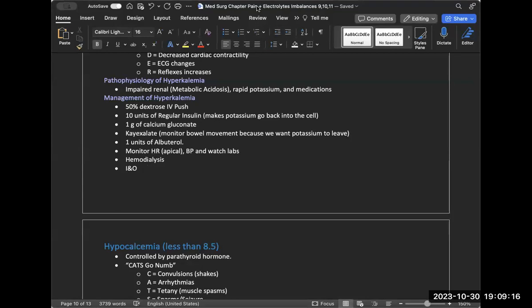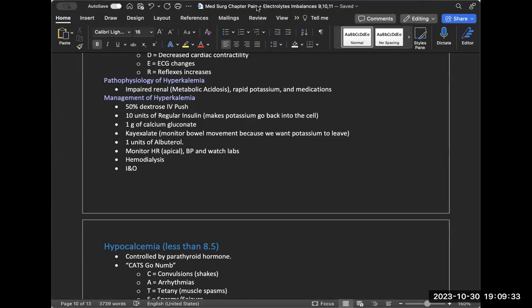But the thing that Kayexalate does is it actually allows you to poop out the potassium. So we have to really monitor the bowel movements because we want that potassium to leave. So they should poop after we give them Kayexalate. I would know Kayexalate and I would know all of these medications that I told you right now.